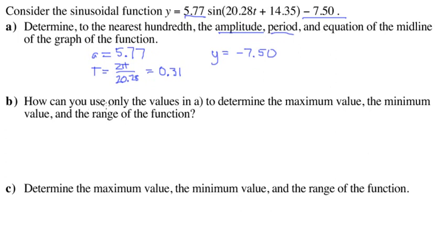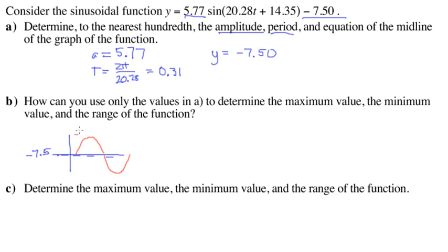How can you use only the values in A to determine the maximum, the minimum, and the range? You remember we talked about this before with nice numbers, how your midline goes right up the middle of the wave, and then your hills go up above the midline, and your valleys go down below the midline. We did examples with nice numbers where we had like, this was 5, and then we went up 2 units and down 2 units. In this case, the midline is at minus 7.5, and then our amplitude is 5.77.